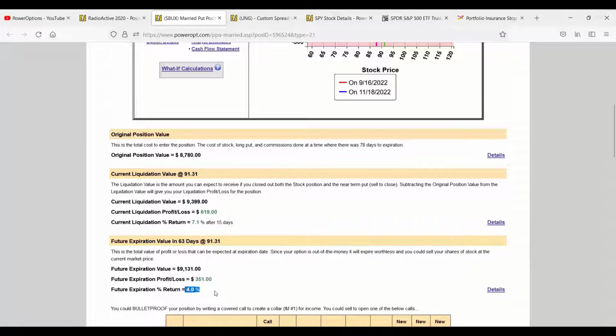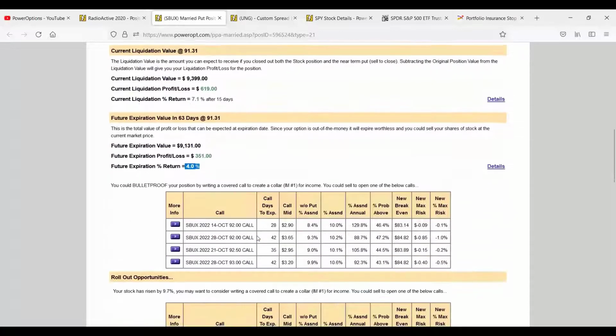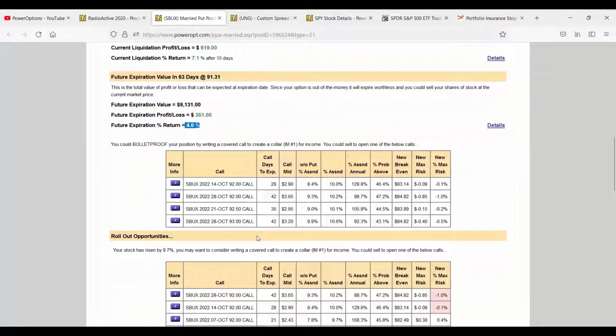And down below, it shows us the future expiration value. We're not projecting where the stock's going to be trading in November, Ron, or to your expiration date. All it's saying is that if the stock stays at the same price, $91.31, to expiration in 63 days, I'd only have a profit of 4%. Why am I losing profit? In this case, I'm losing the time value on the put. That would go to zero. We'd sell to close the stock at $91.31. And then down below, we see our rollout opportunities.